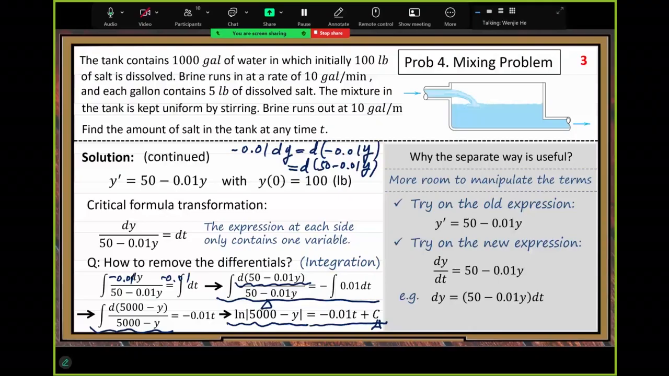Interpretation. We need to go back to the original question and use the given information to do some further analysis. Now, here, we need to do that. So the one question is, is it possible that y could be greater than 5,000? Because we need that information when we try to remove the absolute value.